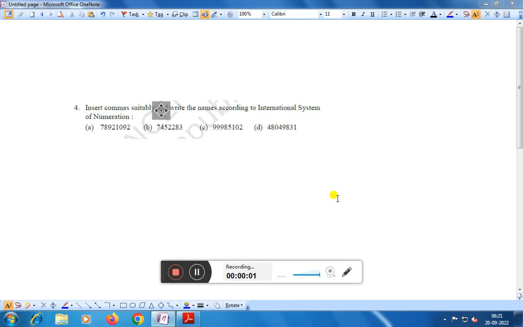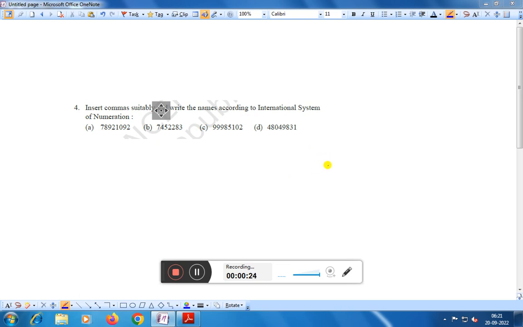Hello friends, today we will discuss Knowing Our Numbers, exercise 1.1, question number 4. Insert commas suitably and write the names according to the International System of Numeration. First of all, we will discuss how to put commas according to the International System of Numeration.